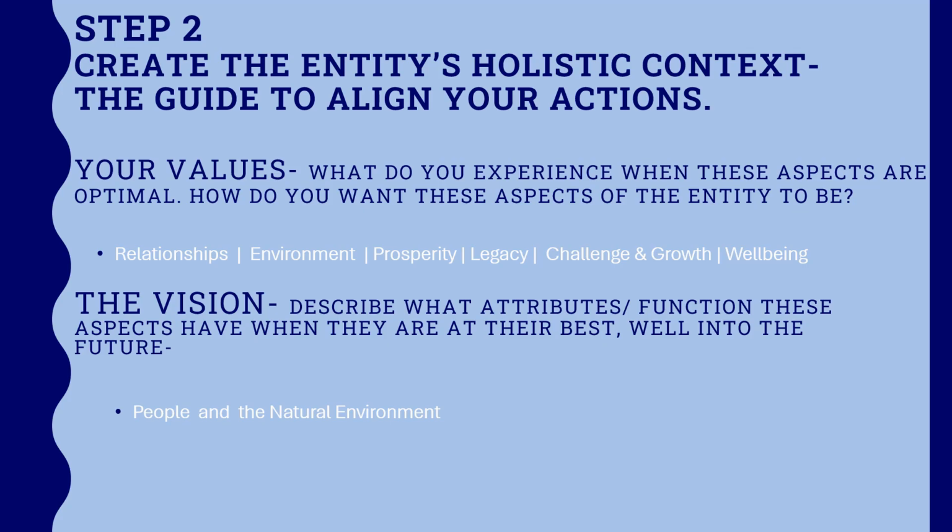The vision is the second part of our holistic context, and we describe what attributes or function these aspects have when they are at their best, well into the future. Two key areas of that are the people and the natural environment. So you can be quite descriptive about those attributes for both of those aspects. And it's really good to have a fairly detailed description of your natural environment because it allows you then to ensure that decisions you're making are aligning with that vision and helping move towards it in every decision you make.